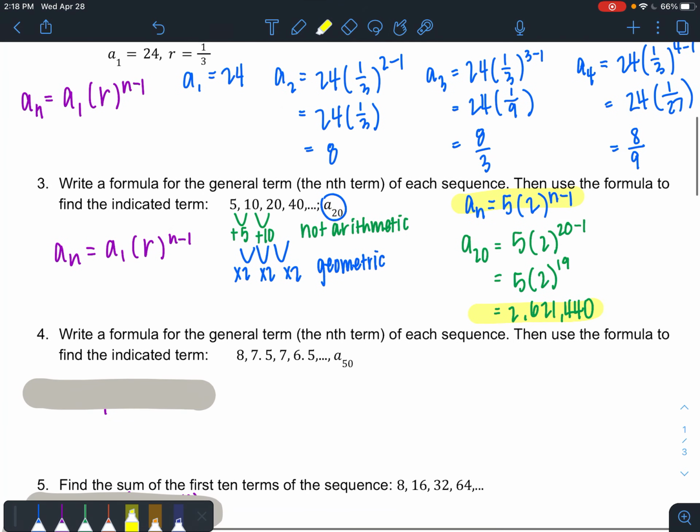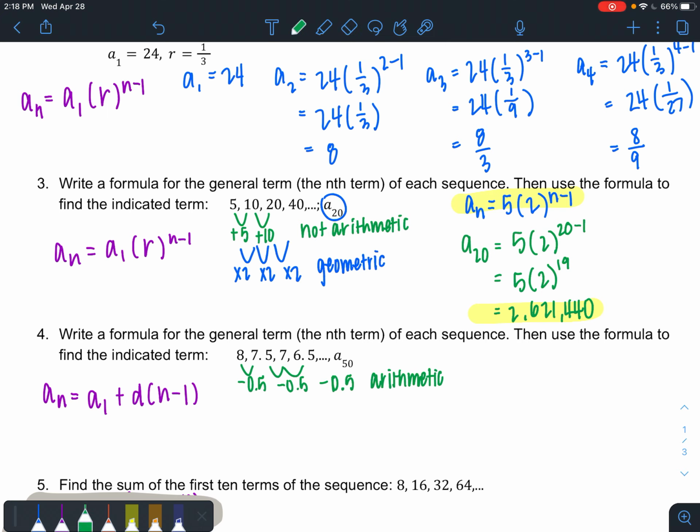All right, write a formula for the general term of each sequence, then use a formula to find the indicated term. Okay, for this one, I am subtracting 0.5, subtracting 0.5, subtracting 0.5. So I have an arithmetic sequence. So to find the general term, I need this equation. So a sub n equals my first term plus my common difference, which is negative 0.5, times n minus 1. Then I need to plug it in to find my 50th term.